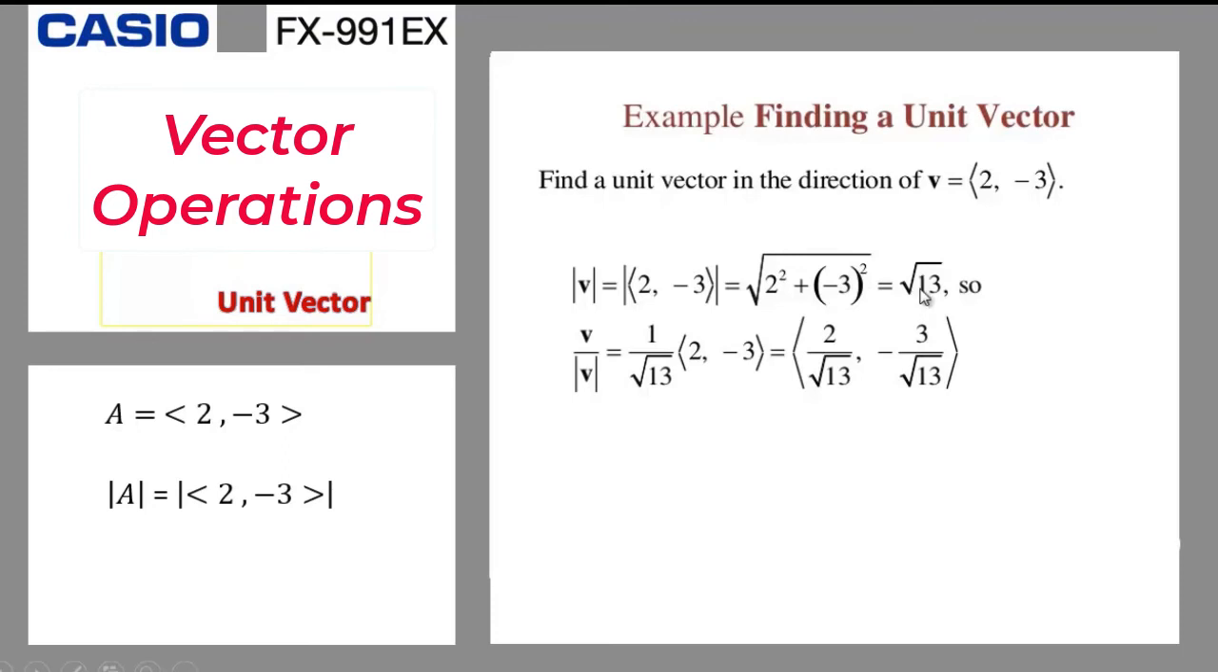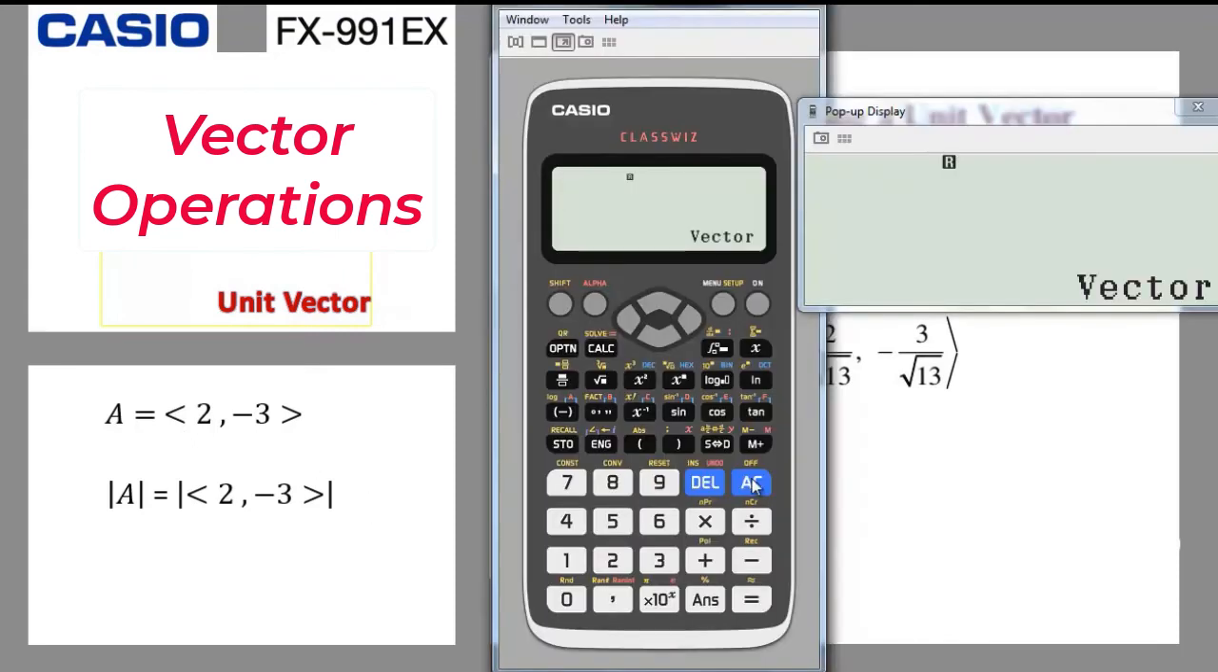So what do you need to do? We have to divide the vector itself by the magnitude of the vector. Like the components of the vector, we put them and we divide them by the magnitude of the vector. Like 2 divided by radical 13 and minus 3 divided by radical 13. So look how many steps you need to do that. But in our case, here we have vector A. And to find the unit vector of vector A equal 2 minus 3, let me show you how to do that on the calculator. Already we defined vector A, which is 2 minus 3.